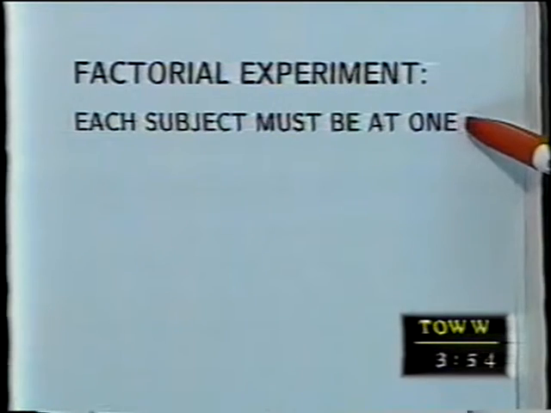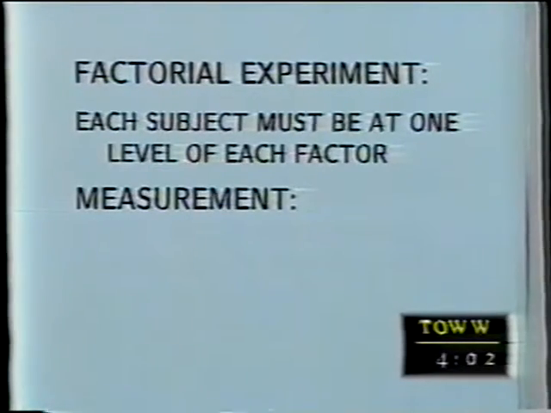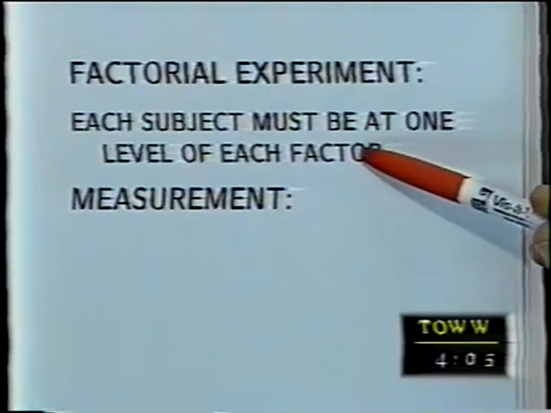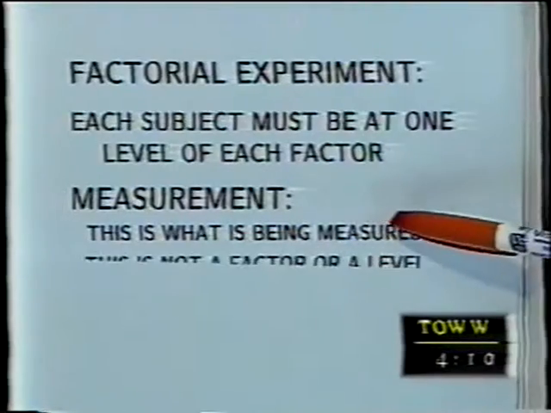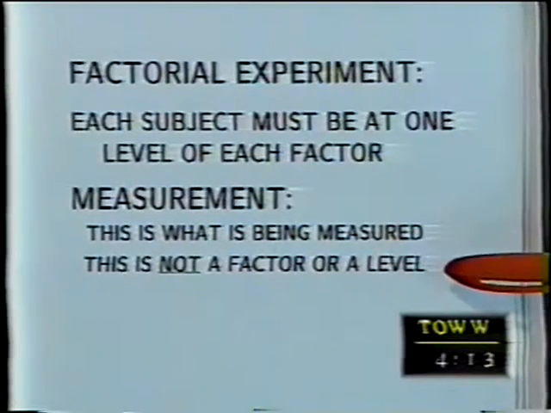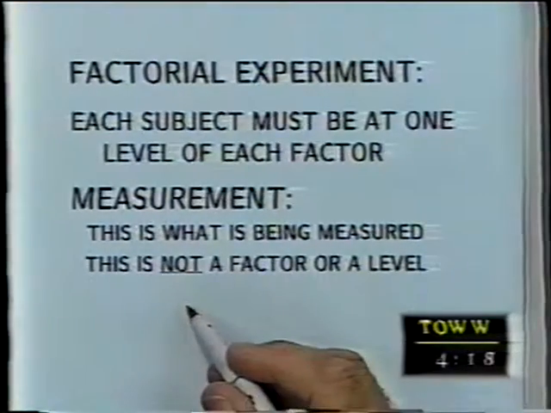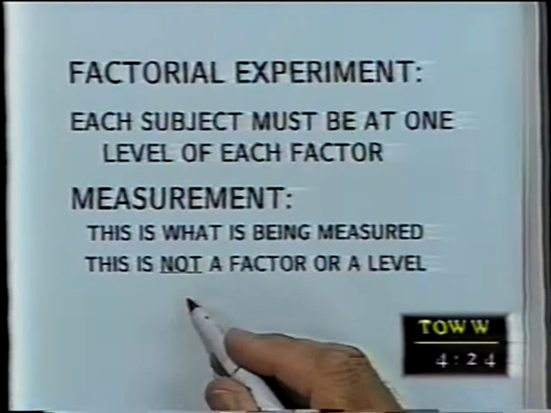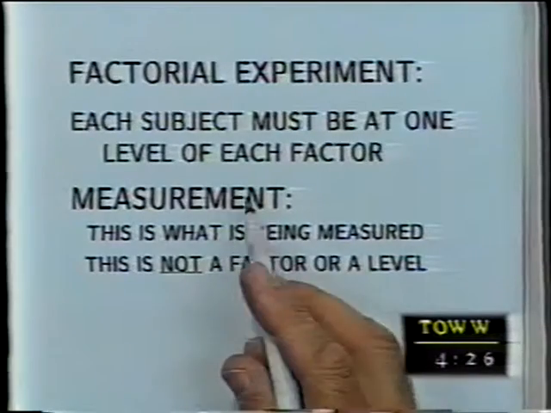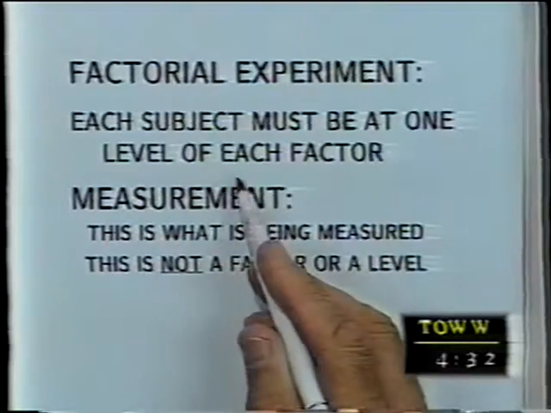Each subject, each thing you investigate, must be at one level of each factor. That is, we take a measurement. Now the measurement is not a level of a factor. The measurement is that which is being measured. And it is not a factor, and it is not a level of a factor. And what do I mean by that? What I mean is, if you're looking at trucks and colors, you could find a blue Ford, and you have not made a measurement yet. You simply have a subject, that is, one level of each factor.